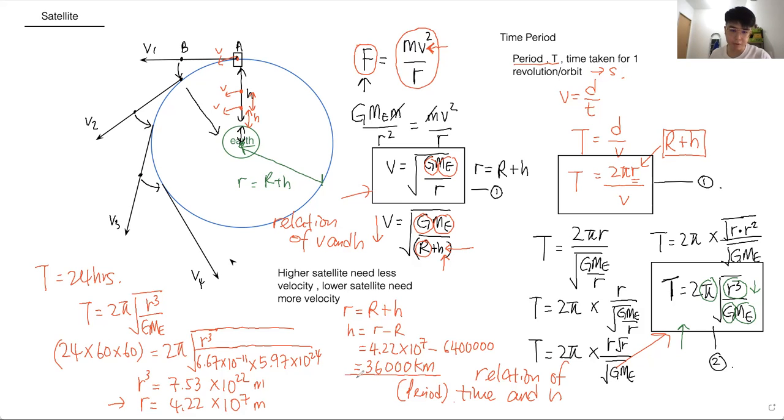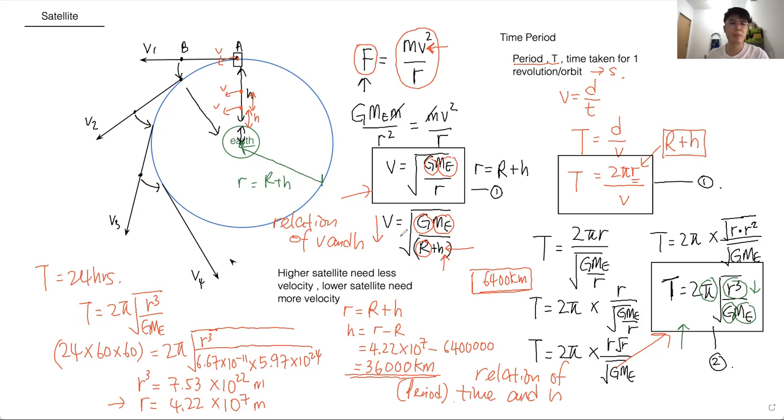This is the altitude of the satellite at 36,000 kilometers. Is it high? It's very high, right? The radius of the Earth is 6400 kilometers. This is 36,000. So this value is very, very significant compared to the radius of the Earth. So at this height, the g definitely will be a different value.